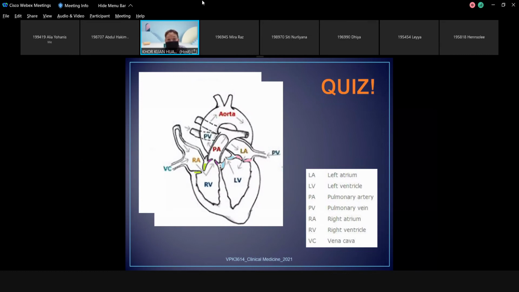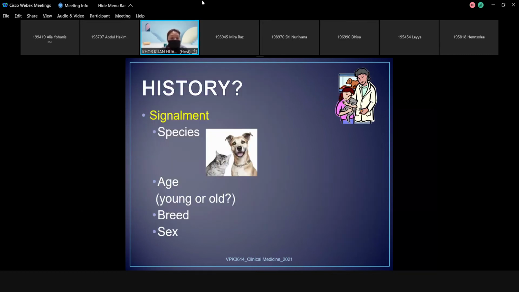All right. Now, when it comes to cardiovascular diseases, signalments are very important. Cats have their own sets of heart diseases. Dogs also have their own sets of diseases. Whether they are young or old is also very different, so they have their own different sets of differentials. Breeds are also important. There are certain breeds which are predisposed to the disease, and certain breeds which are not.